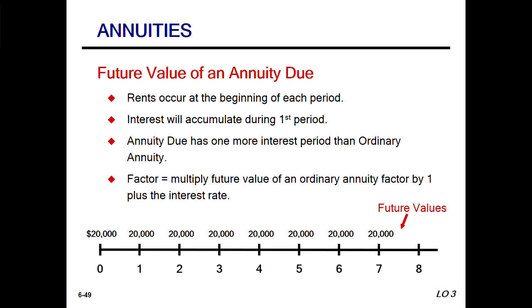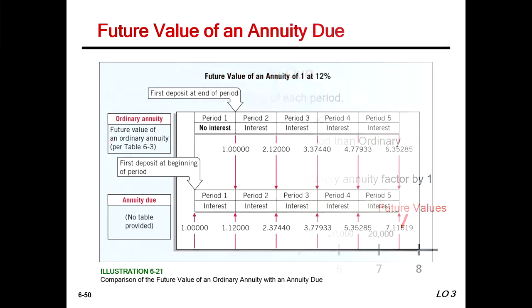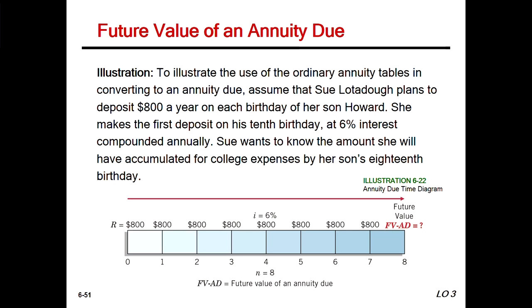Okay, so here I'll take a look at what that looks like. This is just an example of what we mean by that. There's one additional interest period. See, we've tacked on one right at the beginning here. There's more interest that accrues with an annuity due. So let's take a look at an example here.